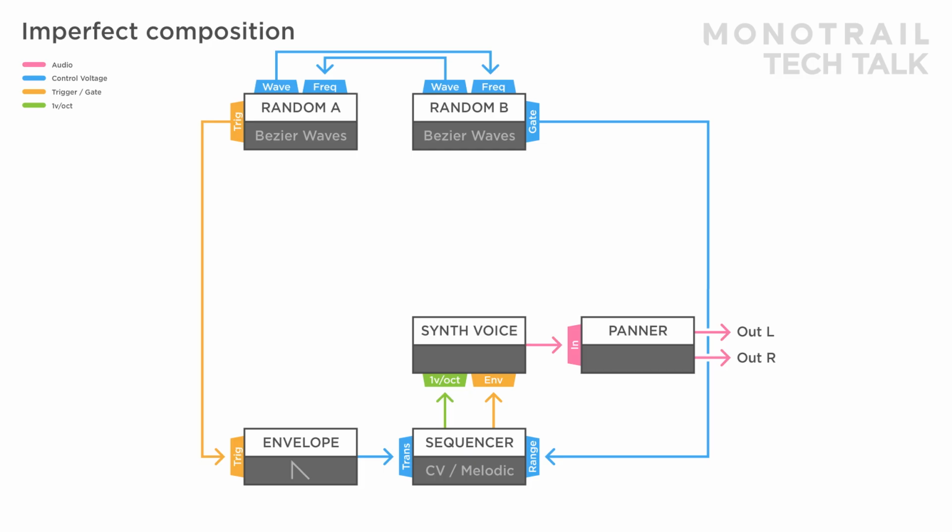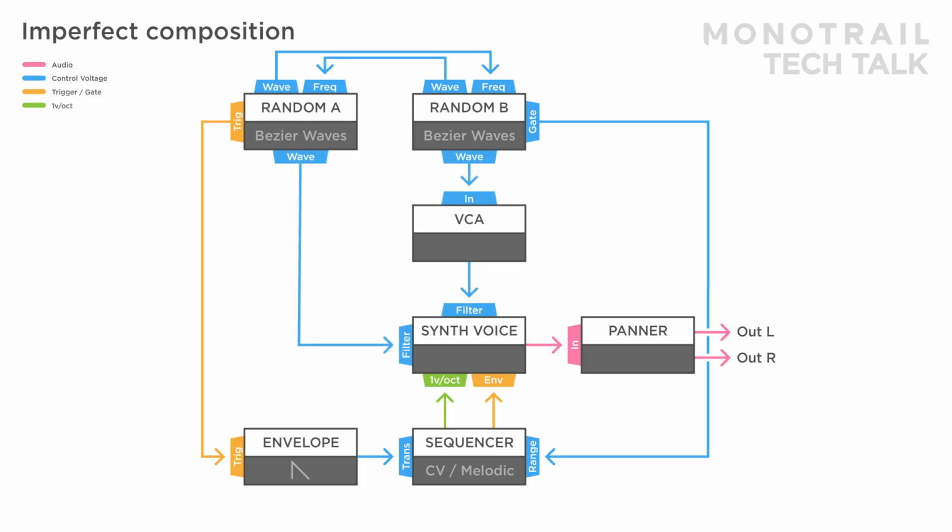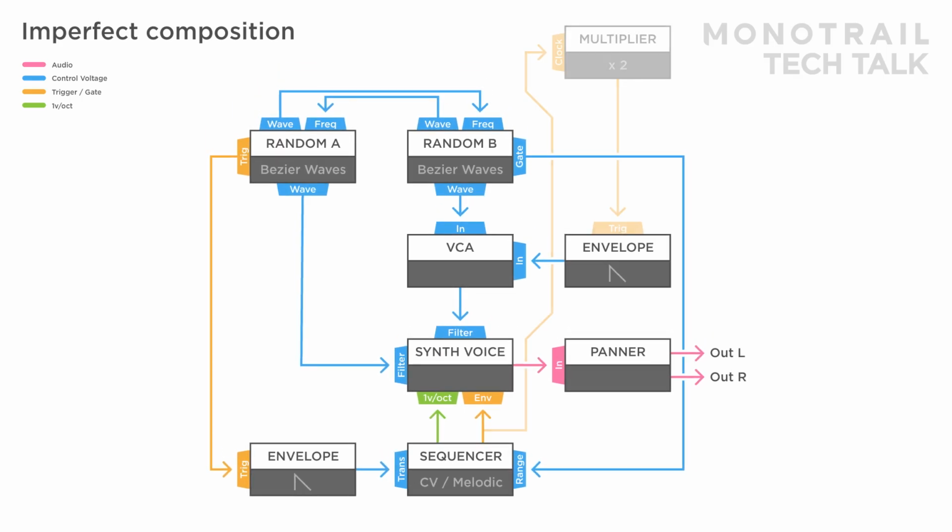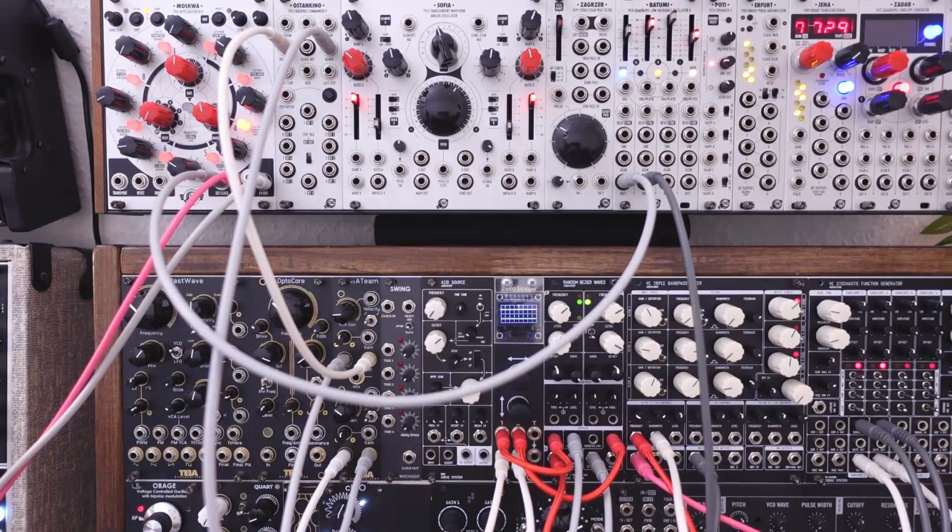Because this modulation isn't synced, notes might glitch up or down during a step. To add more interest to the voice, wave A is modulating the filter, and wave B is opening a VCA, allowing another envelope to modulate the filter as well. That envelope is triggered with a clock multiplied signal from the sequencer. Finally, an average output of the Bezier Waves is modulating the panner for added stereo effect.